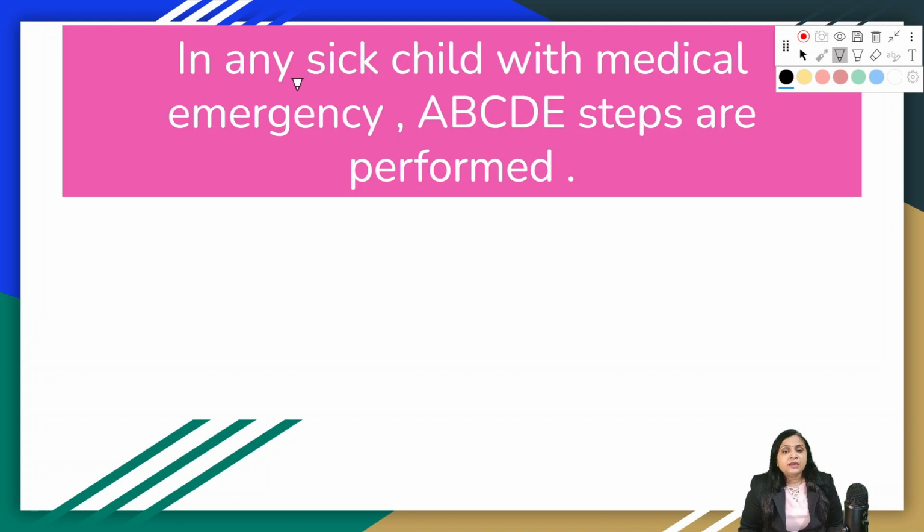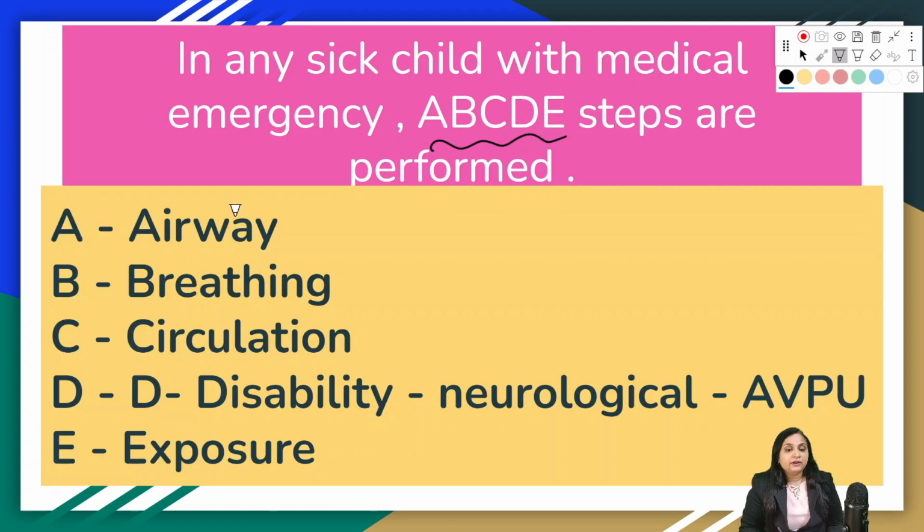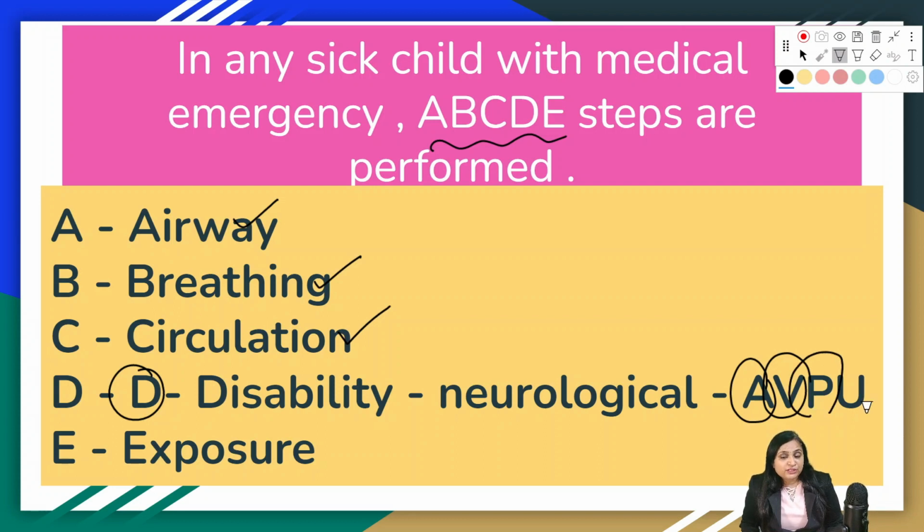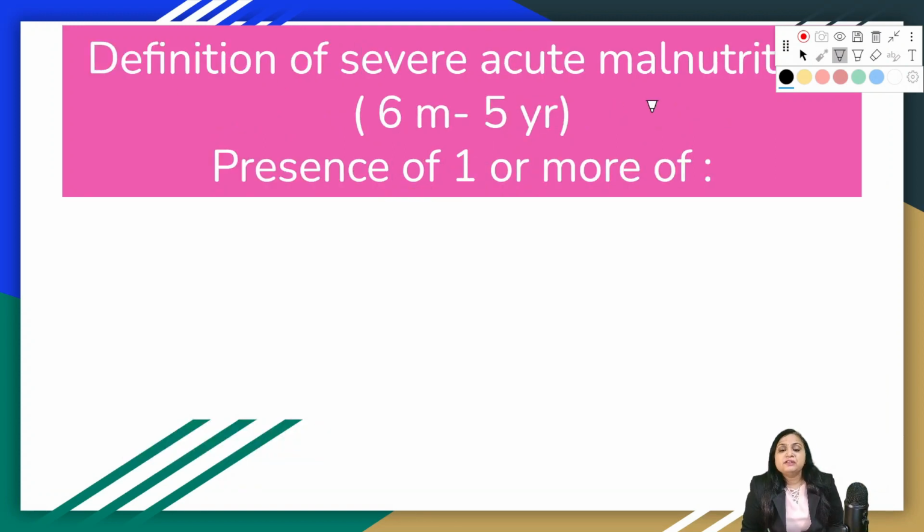The next is, in any sick child with medical emergency, ABCDE steps are performed. So what are these steps? A stands for airway, B for breathing, C for circulation, D is for disability, that is neurological assessment, in which we see how the child responds. A: child is alert. V stands for child is responding to verbal stimulus. P, child responds to painful stimulus, and U stands for child is unconscious or unresponsive. E is exposure.